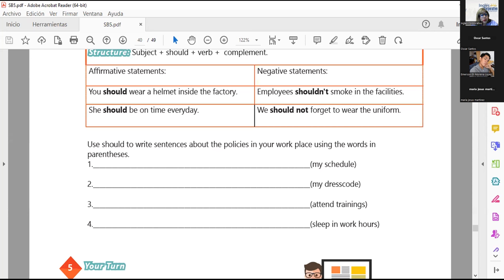Yeah, you should. I don't know why it says to. You should write sentences. That you should.